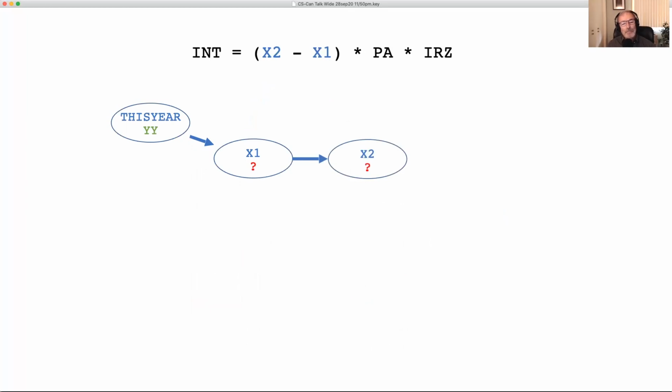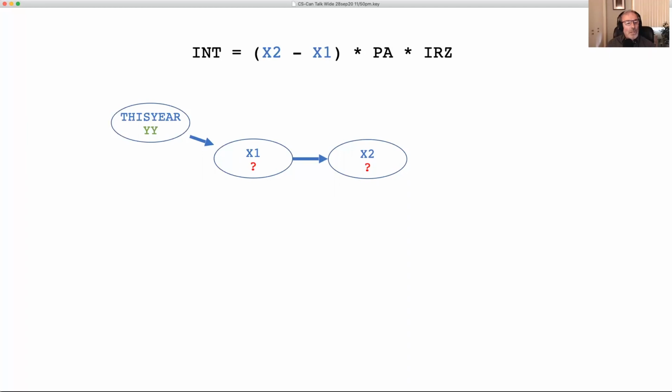Fortunately, we understood how to do design recovery. We understood how to make a relationship, an entity relationship model out of a program, more or less automatically using TXL. So we could generate a model that said, okay, the thing called this year is related to the thing called X1, possibly by a comparison or by an assignment or by some other operation in the language. And we know X1 is related to X2 because the one's subtracted from the other in this particular statement.